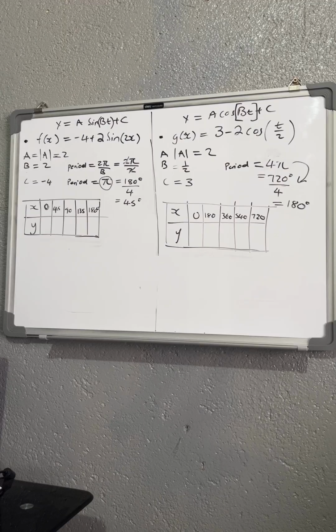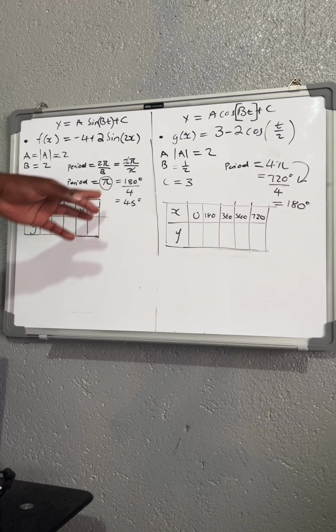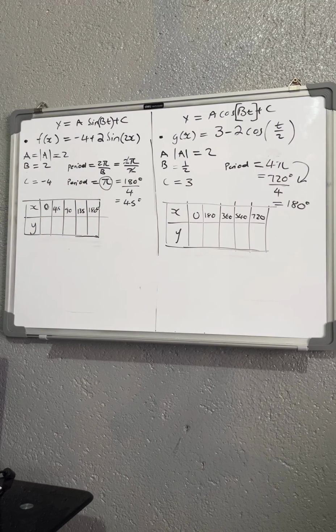As simple as that. I always feel like degrees are much easier to work with, but you can still use your radians if you're comfortable with them, because we know your 45 is pi over 4. Then your 90 is basically pi over 2. Then your 135 is 3 pi over 4. Then your 180 is pi. But if you haven't studied radians or you're not comfortable with them, I'd rather stick to this method.